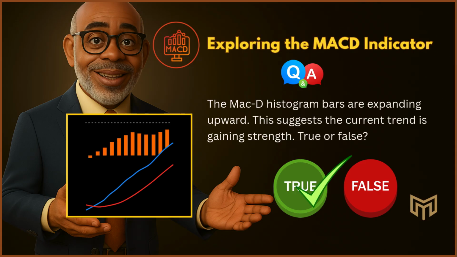The correct answer is true. When the MACD histogram bars expand upward, it usually suggests that bullish momentum is becoming stronger. The larger the bars become, the more strength the current trend may be showing.